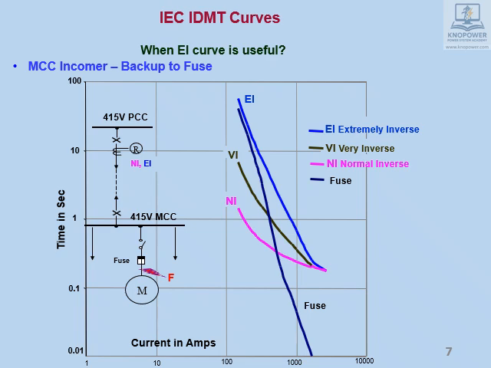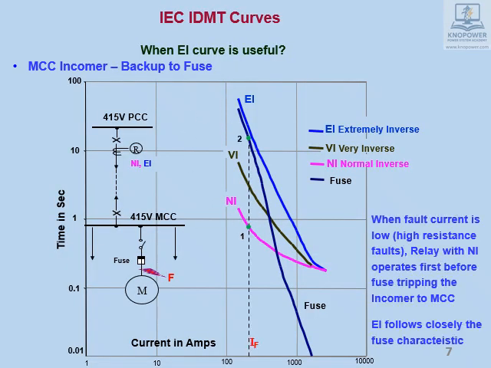The fuse characteristic is exceedingly steep, that is at very high currents operating time is very low, say only 10 milliseconds or half a cycle. At low currents, the operating time is very high, in orders of seconds. Consider high resistance fault at motor terminal, which reduces fault current substantially. It is shown as vertical line IF in the graph.